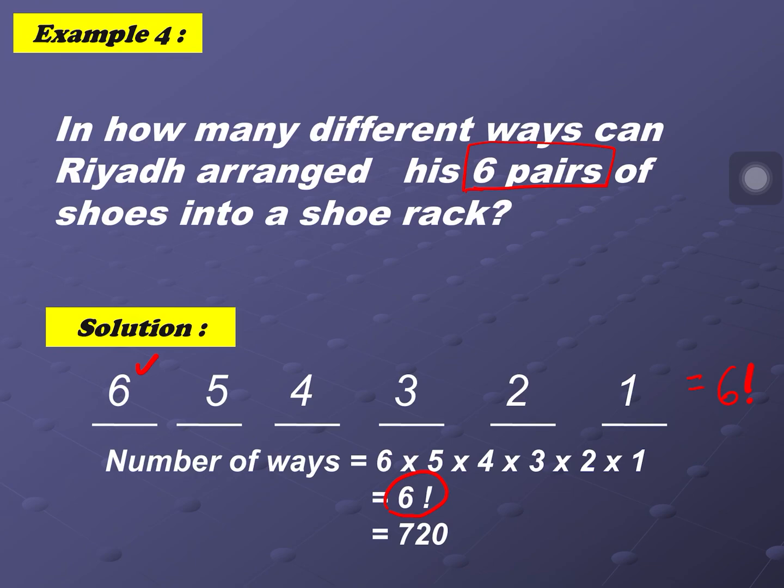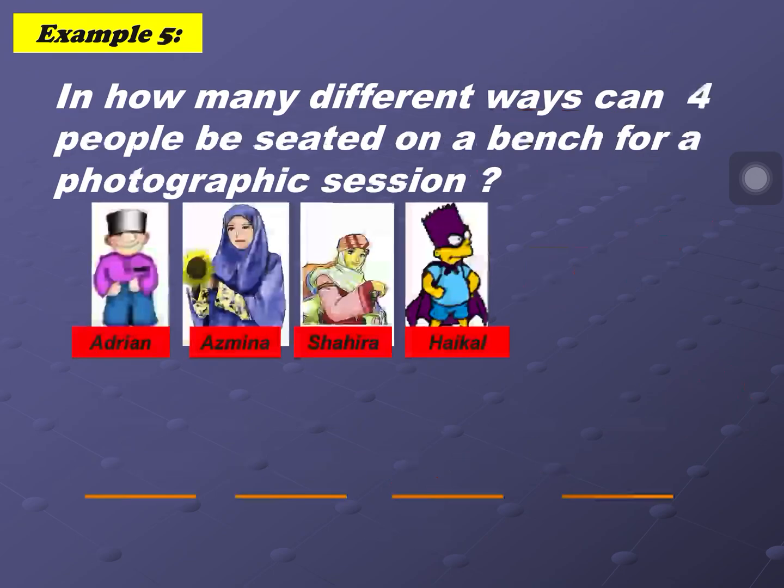You can see the symbol of factorial when you press shift and then x to the power of -1. There you see x factorial on top of it. So how do you get x factorial? You have to press the button shift and then x to the power of -1. Then you will get 6 factorial is equal to 720.